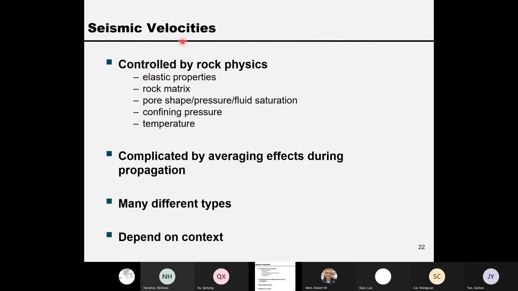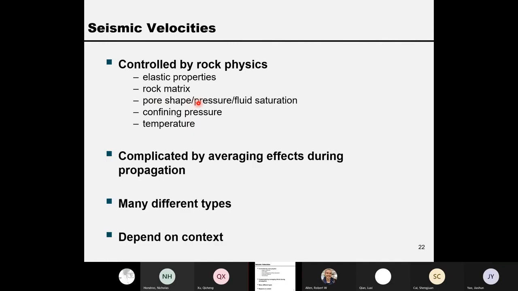The velocity is controlled by local physics. Explicitly, it's controlled by elastic properties, which means shear modulus, bulk modulus, density, and so on, right? Or Young's modulus. And when we're talking about the velocity, the macro velocity actually is related to the rock matrix.